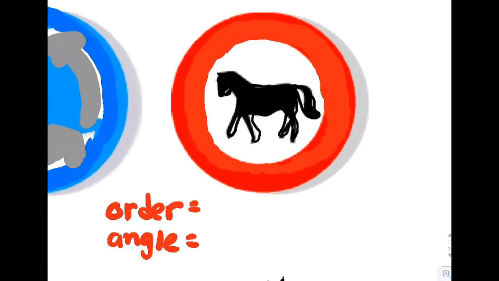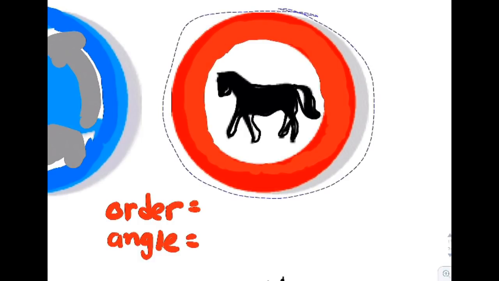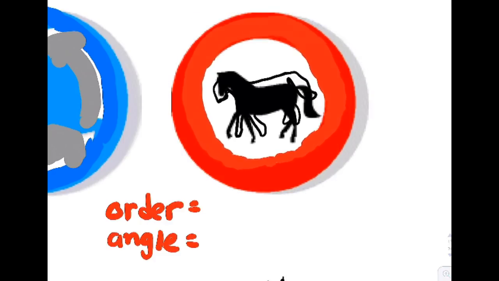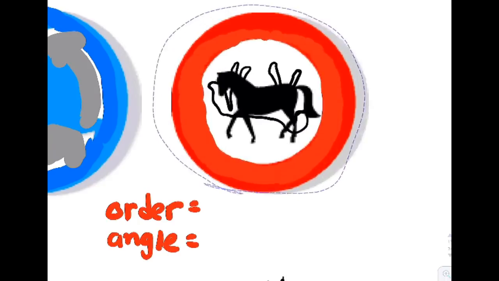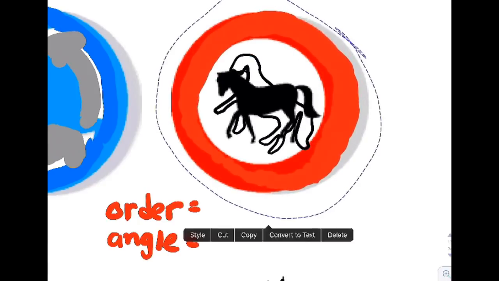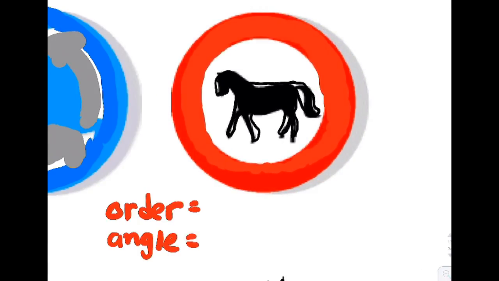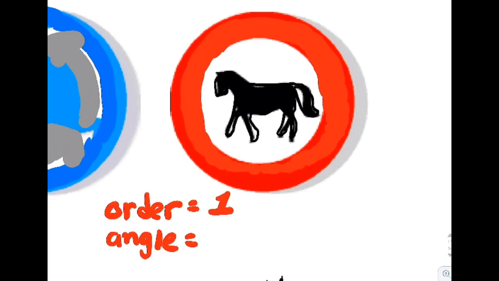This is one of those strange cases. A horse sign of some sort. When I start to spin this, does it ever look exactly the same again? Not until I get all the way back to the beginning. So you never say 0 because we're looking at it right now. That's at least 1. So if it doesn't happen until you go all the way around a full time, you say order 1. So the angle is a full 360 divided by 1, which is, it takes 360 to get back to where it started.